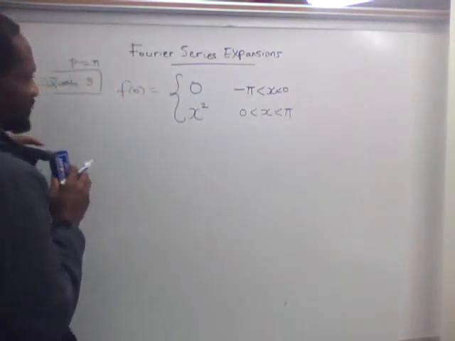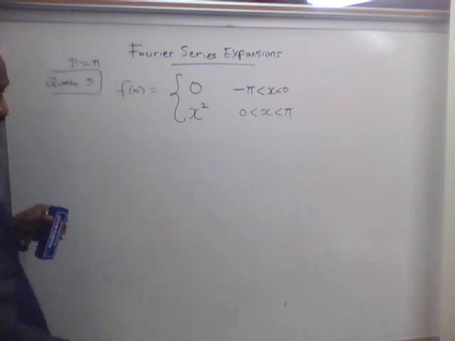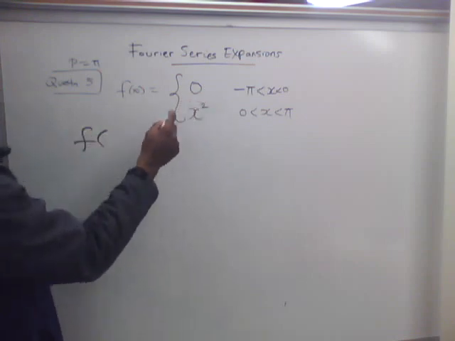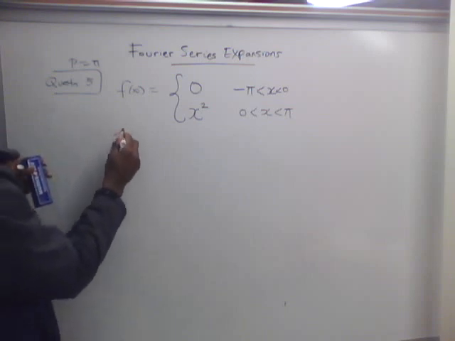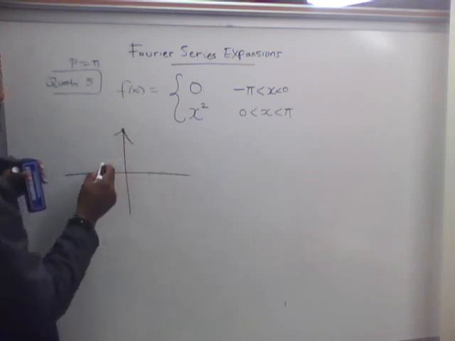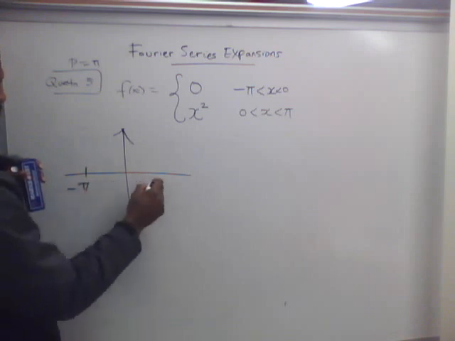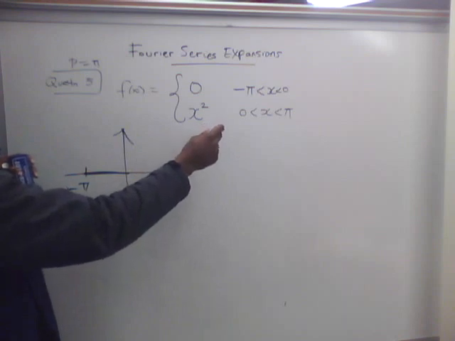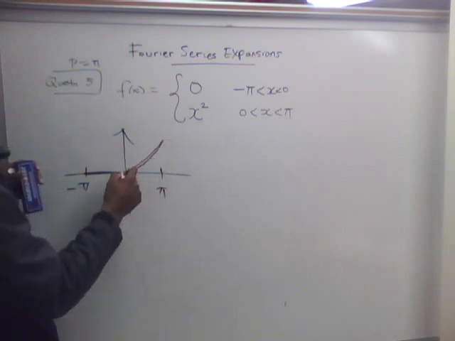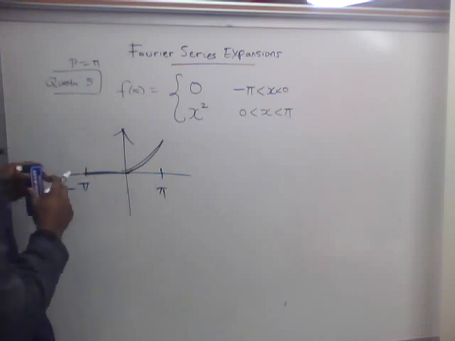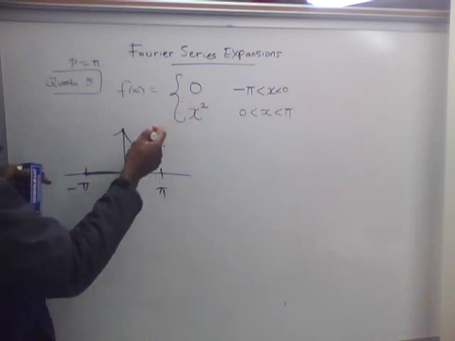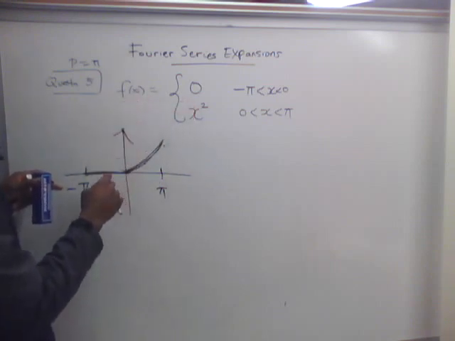And if I were to evaluate, why did I wipe that off? If I wanted to evaluate the series at a point of discontinuity, the function looks like this. From minus pi to 0, this is 0. From 0 to pi, it's x squared. There's no discontinuity. Evaluating the series at any point here gives me something easy to determine. We can determine the function at that point.